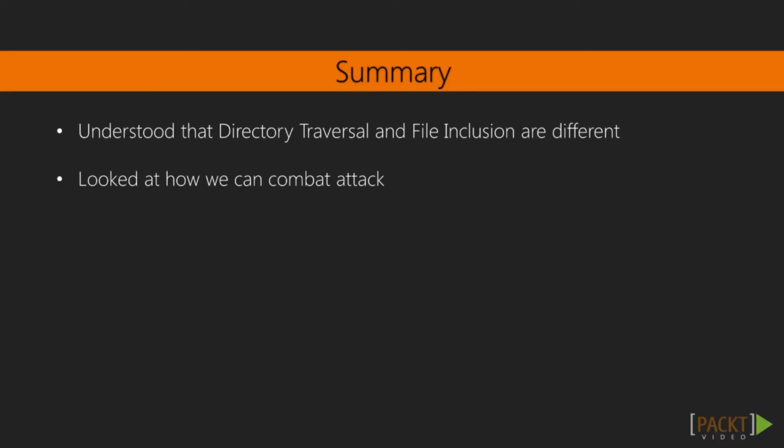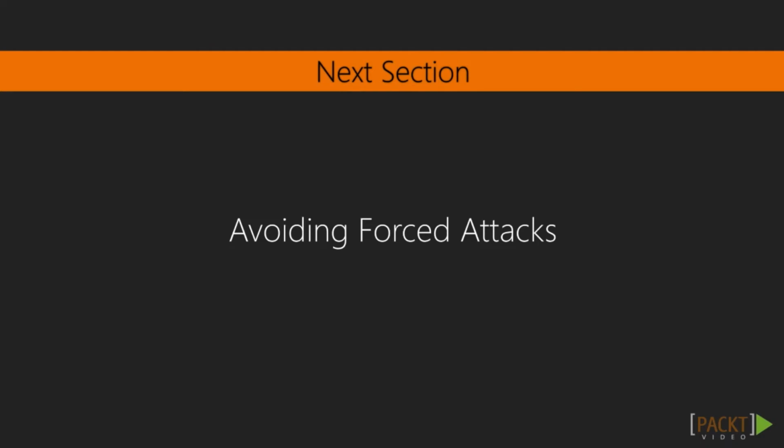So in this video, we've understood that directory traversal and file inclusion are different. We've also had a really simple example of directory traversal through the download script that we've created, and I also showed you how you could combat attacks with an array and looking at the array, but you could also move that on, if it's a large-scale project, to looking into the database and seeing whether it contains that value. So in the next video, it's going to be hash brute forcing, and we're going to be in another section, which is avoiding forced attacks.